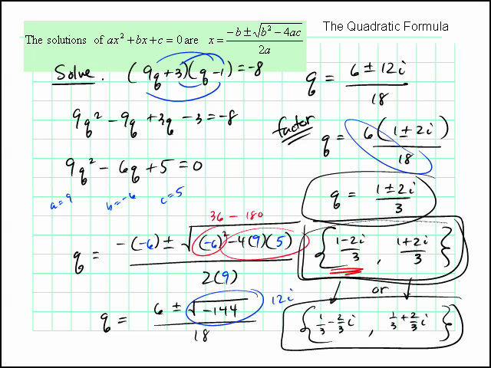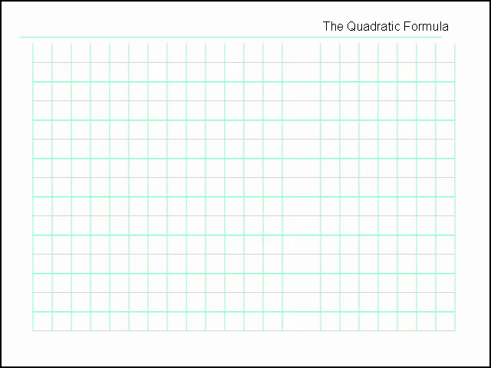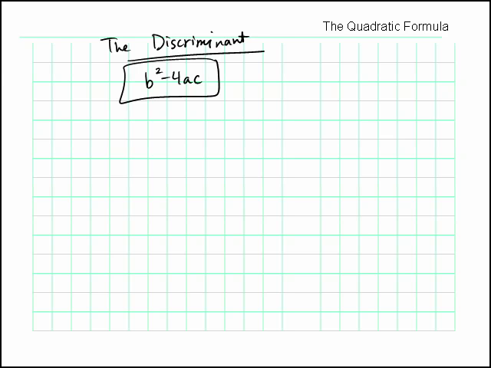One more topic in this lesson here: the discriminant. The discriminant is the expression underneath the radical sign in the quadratic formula. It's b squared minus 4ac. The discriminant tells you how many solutions and what type of solutions you have.